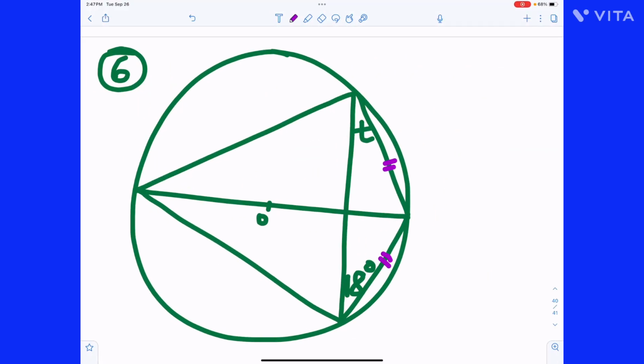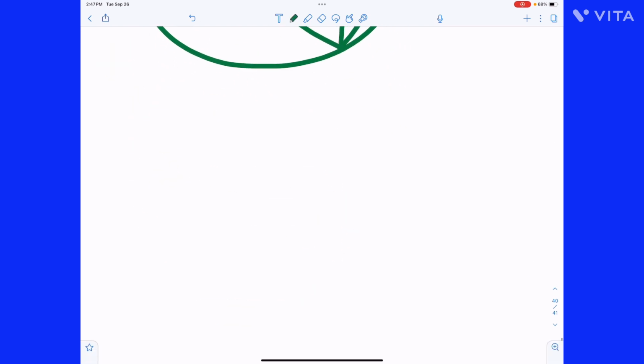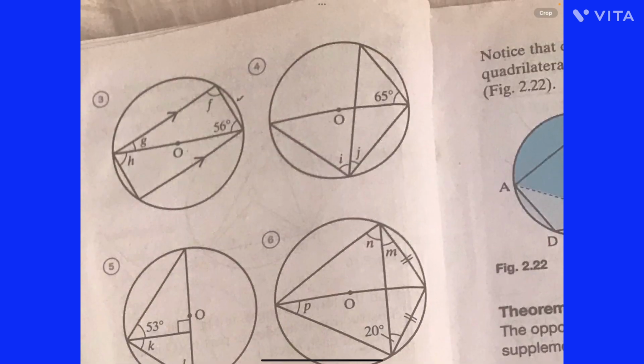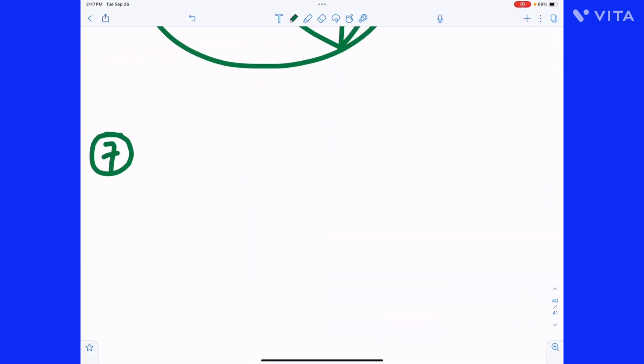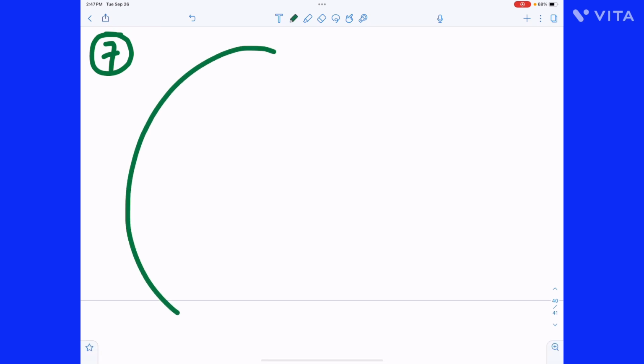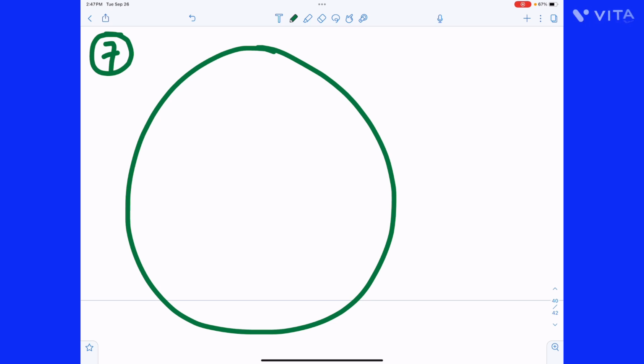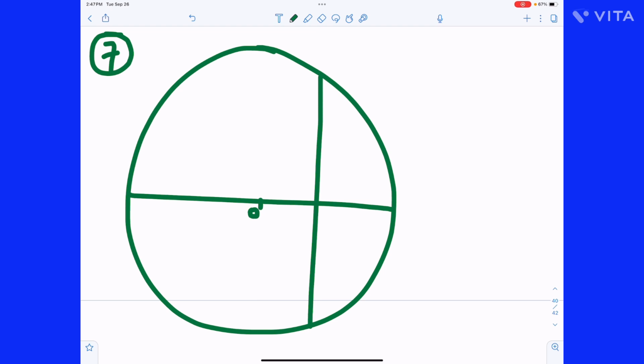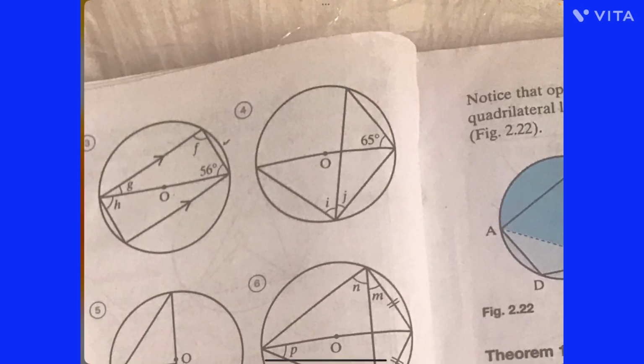Okay, no. Find Q, find R. Find Q and R there. If this is the center, find Q and R. Let's try and add more. Oh my God, I'll have a lot to mark, but no problem. Let's just make this look like this. Center O. I think I need to make that a bit closer.